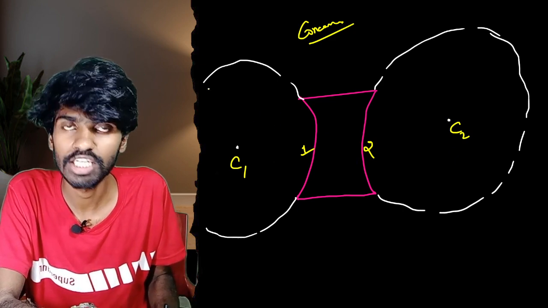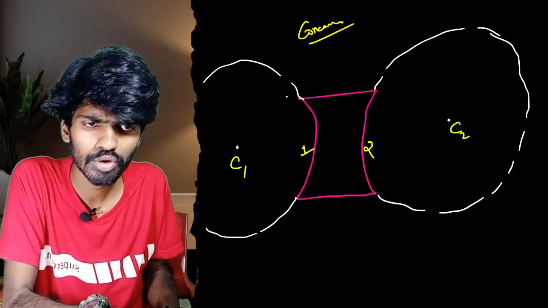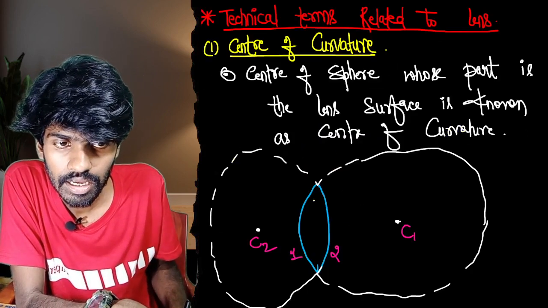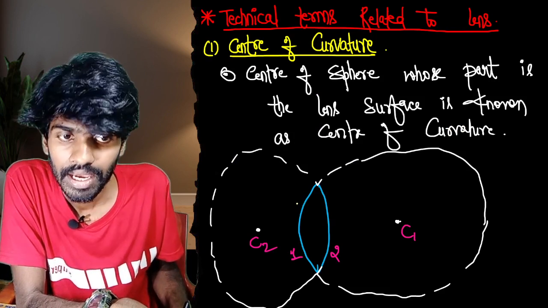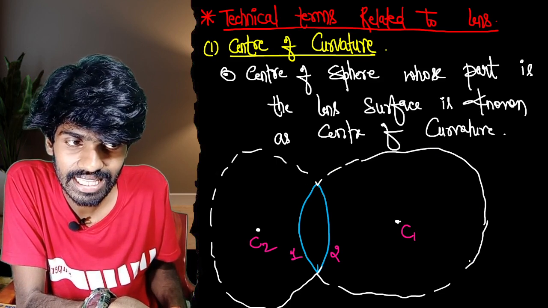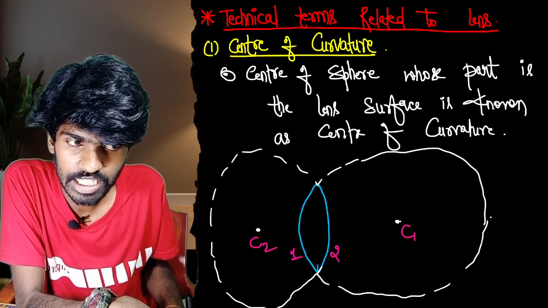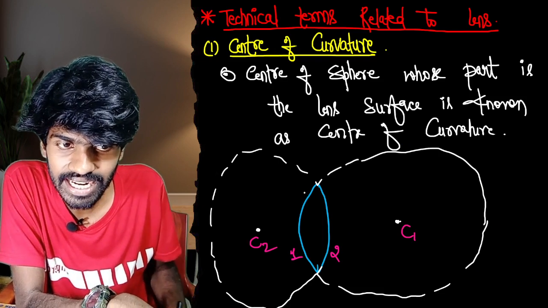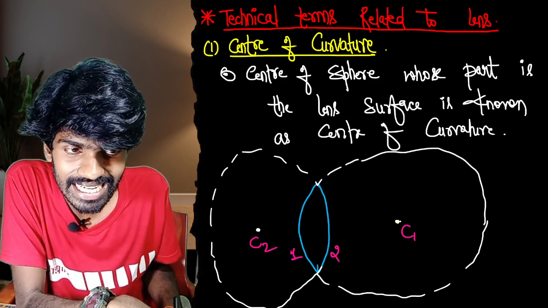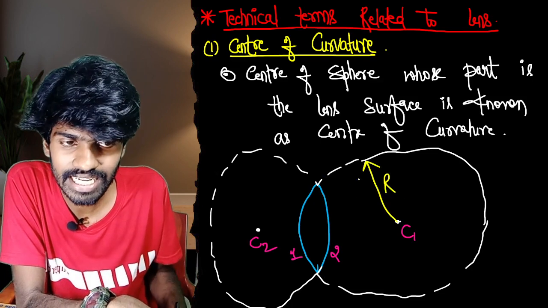Now let us discuss radius of curvature. We need not draw that again. Now the surface is this one. The spherical portion, this lens, is a part of that sphere. It is a complete sphere, and this lens is just a part of that sphere. Now the radius of this sphere is known as radius of curvature.